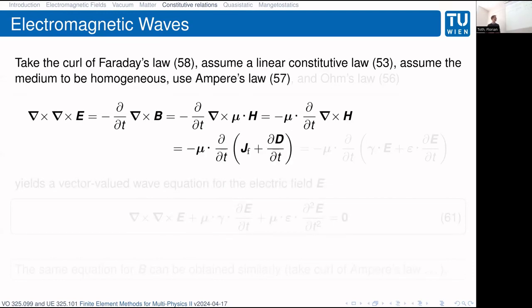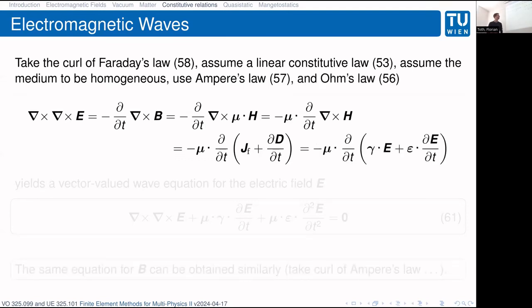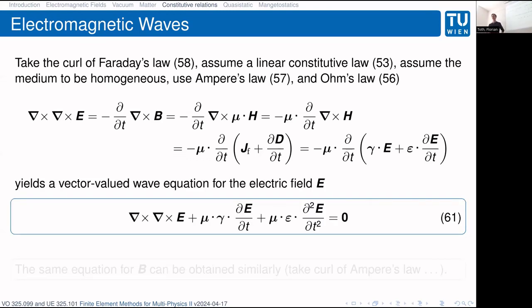Then we can use Ampere's law, so replace the curl of H by the current density. And again, we can pull out the material constants and use Ohm's law to replace the free currents by the electric field. And what we have obtained is an equation only for the electric field.